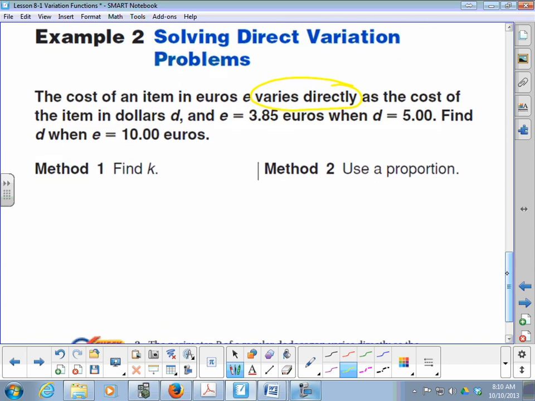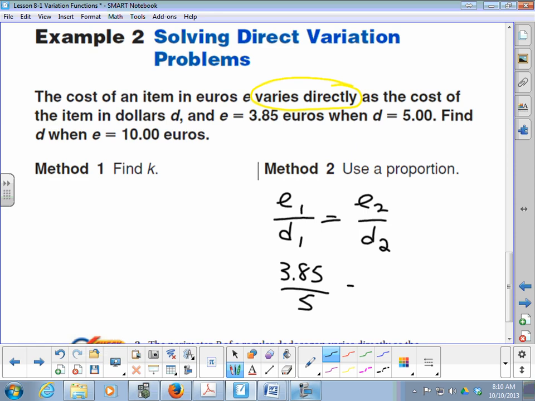So we can say that euros 1 is to dollars 1, as euros 2 is to dollars 2. Because this is a direct variation problem, I can just set it up as a proportion and solve it. So 3.85 is to 5, as 10 is to D. And I'll just call it D there. I don't need to put D sub 2.